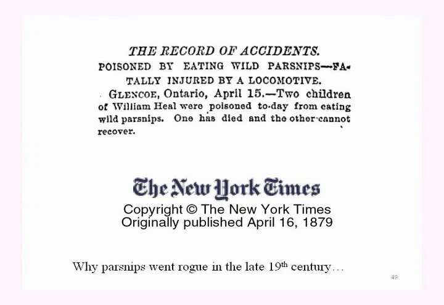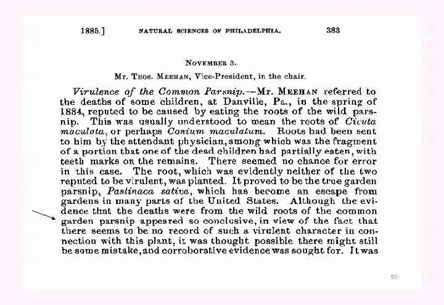And it also explained a 19th century mystery that probably no one else cared much about. But there are newspaper stories from the late 1870s of unusual poisonings. So the mystery: why parsnips went rogue in the late 19th century. Here you see from the New York Times, two children were poisoned today from eating wild parsnip, one of whom died. Here's another story from 1885 from the Bulletin of the Natural Sciences of Philadelphia. The deaths of some children in Danville, Pennsylvania in 1884 caused by the eating of roots of the wild parsnip.